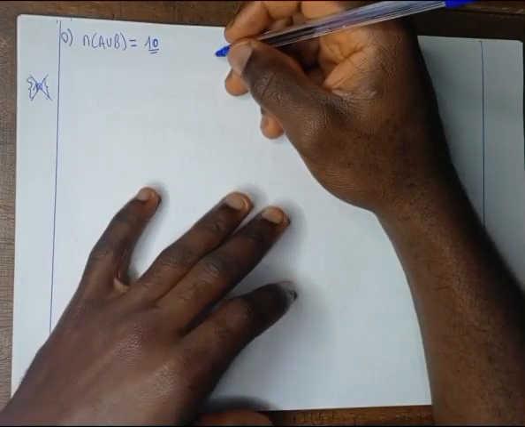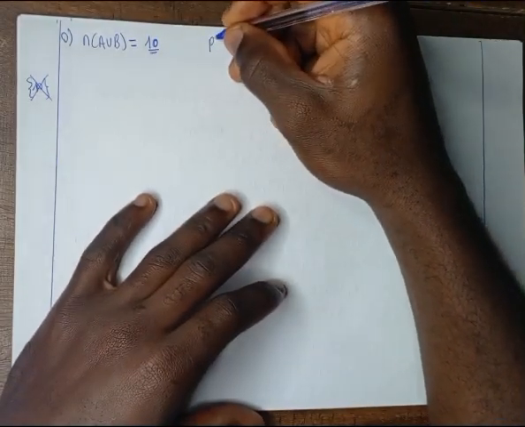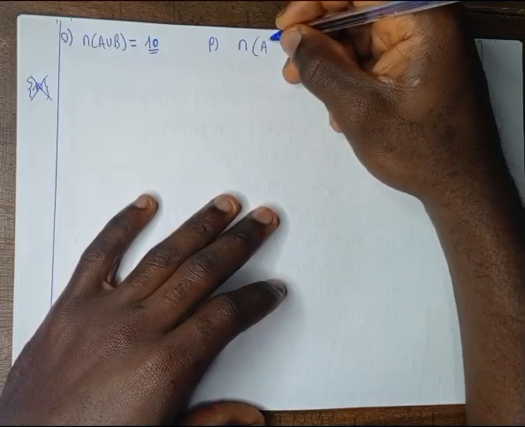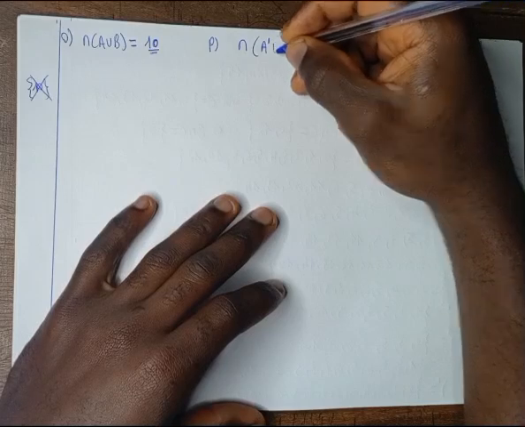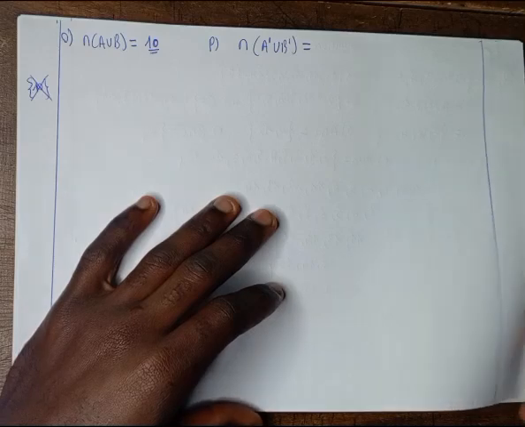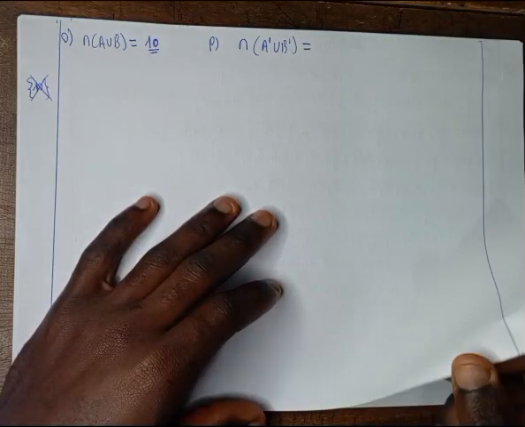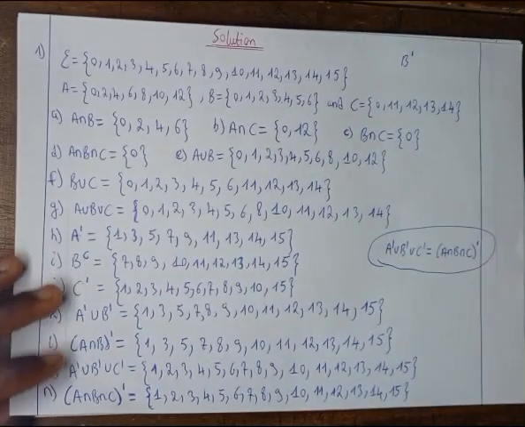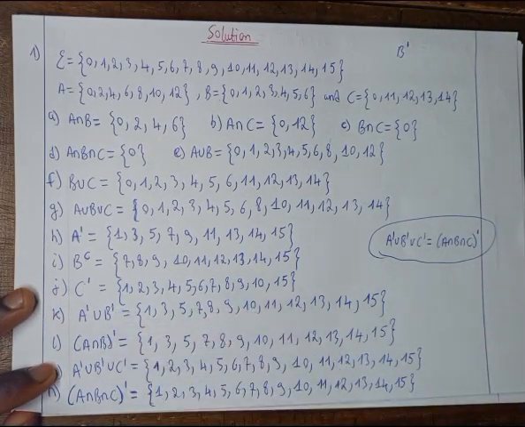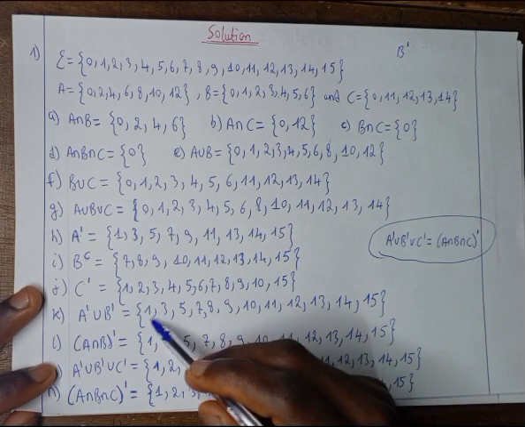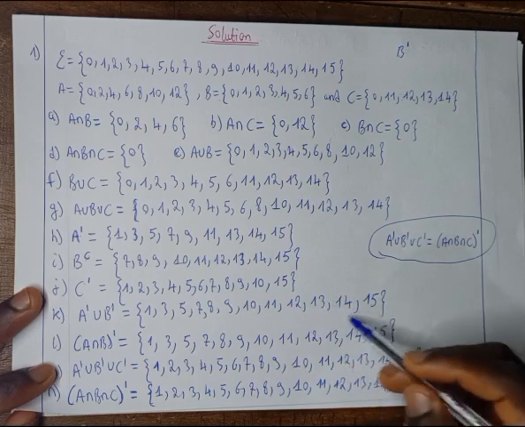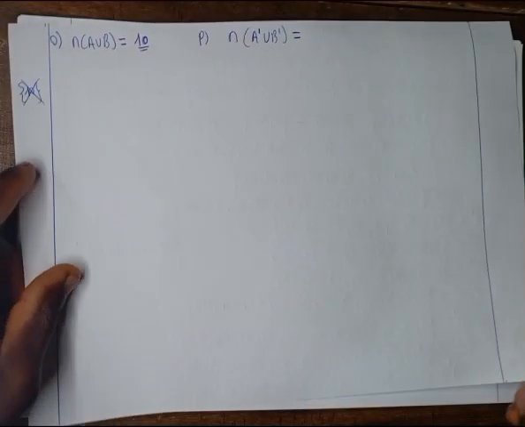We go now to question P. For question P, we have to write the cardinality of the complementary set of A union the complementary set of B. This will simply be equal to, let's look at the set of A complement union B complement. Let's count the number of elements in that set. This is a set A complement union B complement. We are going to count the number of elements in this set. We have 1, 2, 3, 4, 5, 6, 7, 8, 9, 10, 11, 12. The answer is simply 12.